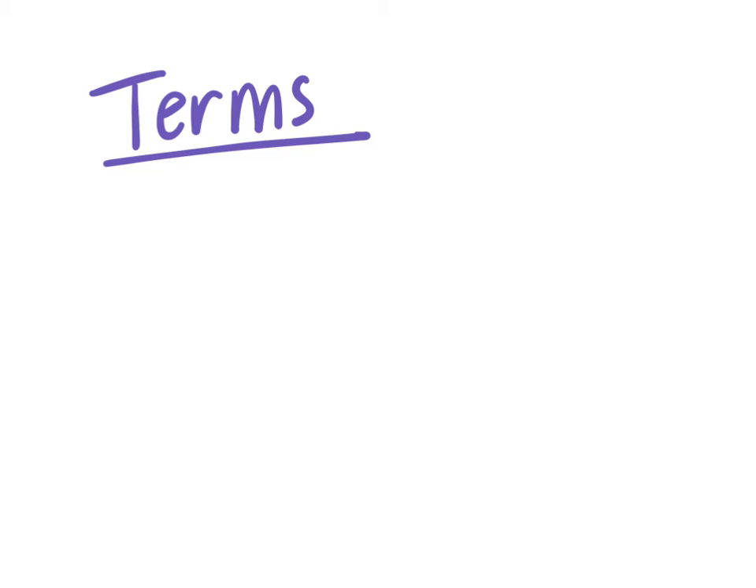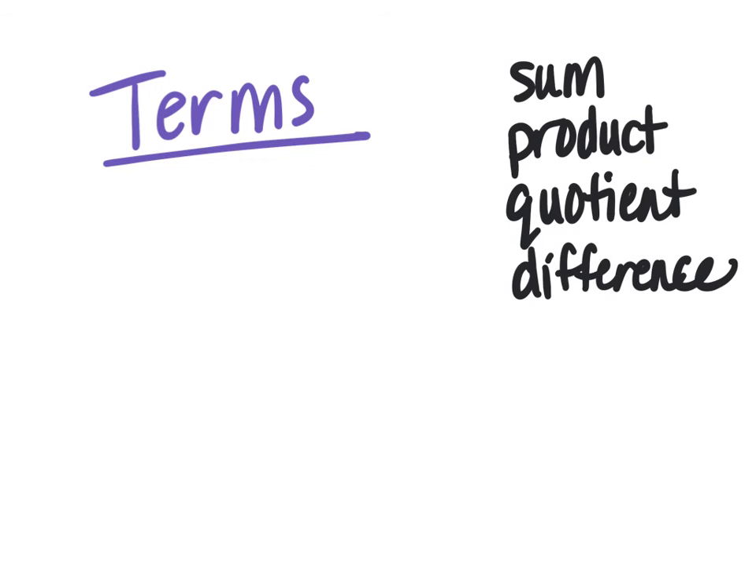And last but not least, terms. So it's important that you know words like sum and product and quotient and difference. Those are things that you've probably learned in previous grades. Remember, sum is when we add two numbers together, the answer we get is the sum. A product is when we multiply two numbers. A quotient is when we divide two numbers, and a difference is when we subtract two numbers.